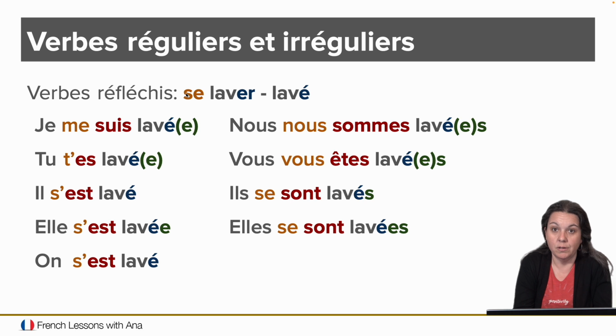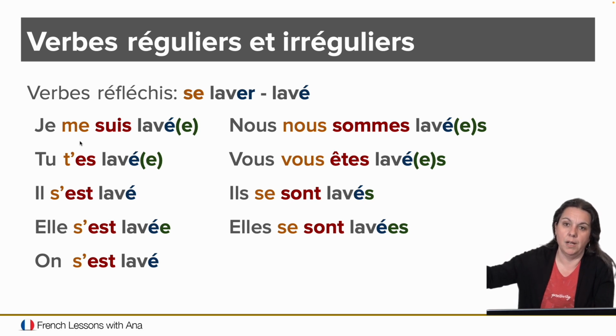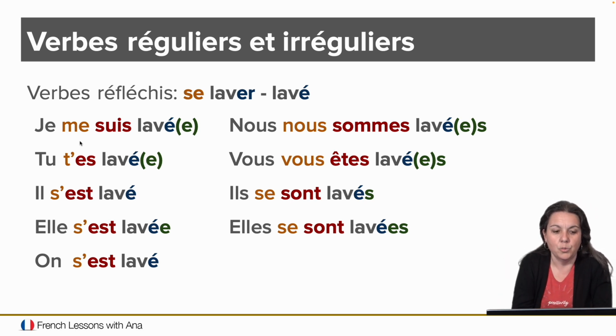You need to change it to myself, yourself, himself, herself, etc. So, je me, that means myself. Je me suis lavé. So the order of reflexive verbs is subject, followed by the reflexive pronoun, followed by the helper, l'auxiliaire être, followed by le participe passé, followed by the agreement, les accords. Okay? Same thing. Nothing really changed. We're just adding between the subject pronoun and the helper another pronoun.